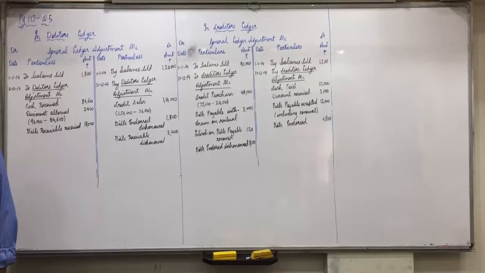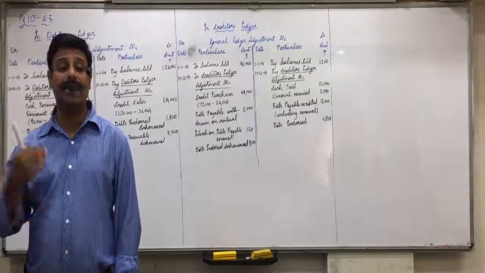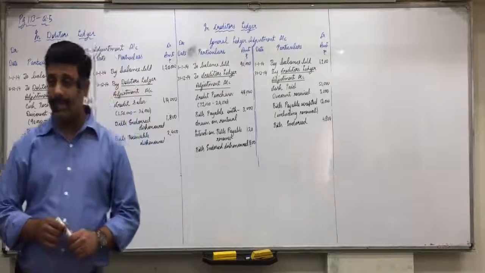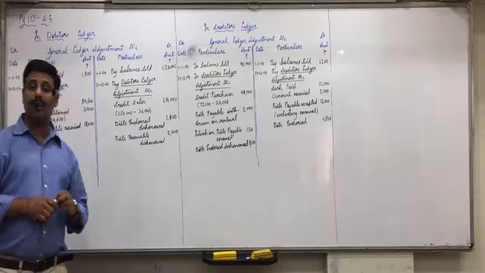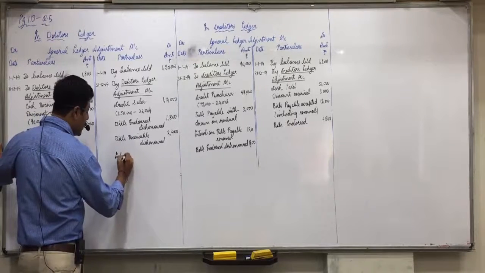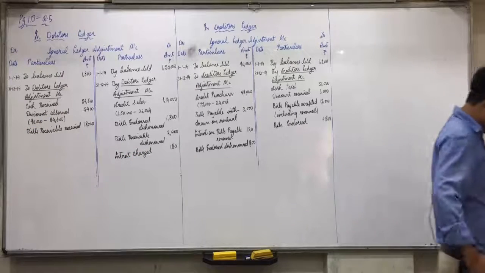Debtors to interest. What is that interest that we are charging? It is income, and we are charging it from debtors. So debtors account debit, the receivable increases. Debtors to interest. To interest means in debtors on the credit side, interest charged 180. Any doubt in this?